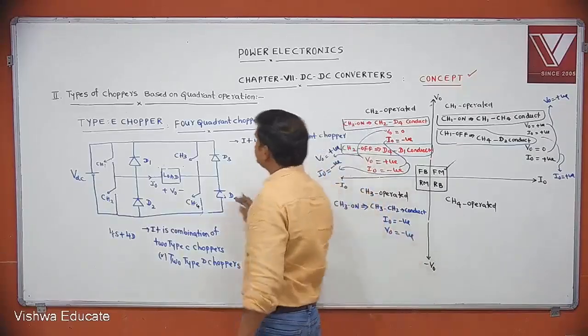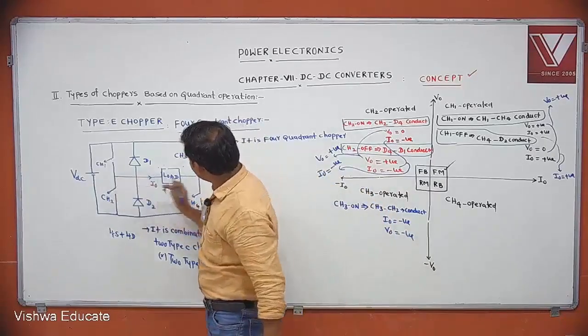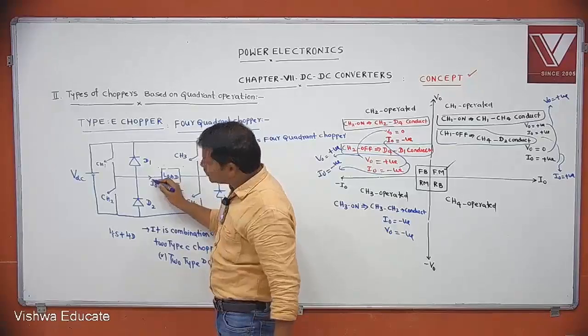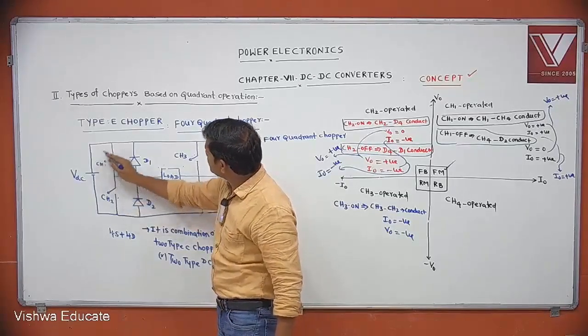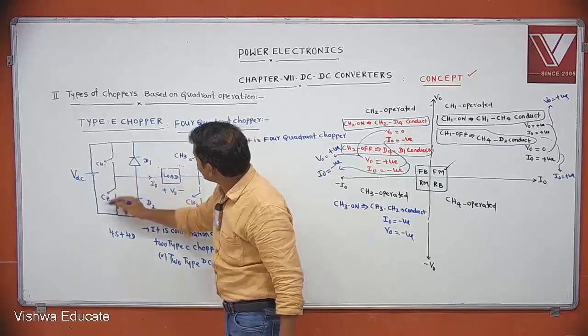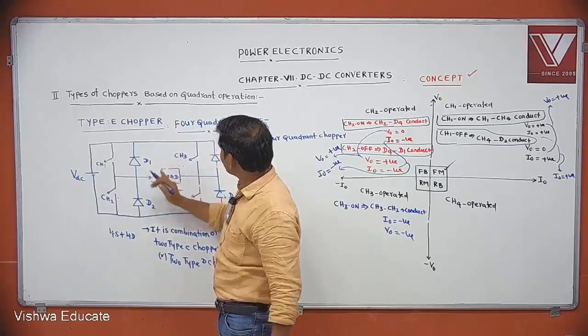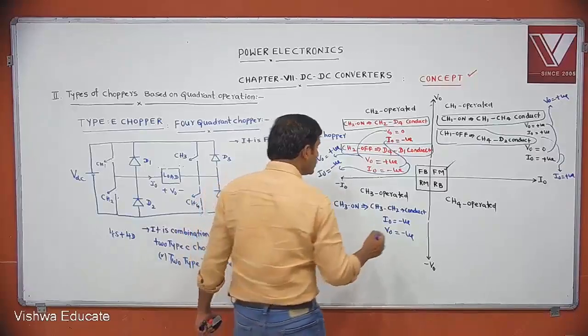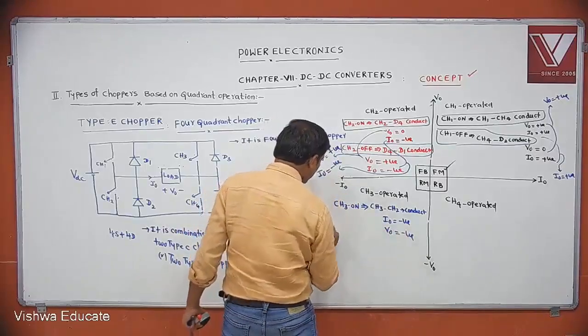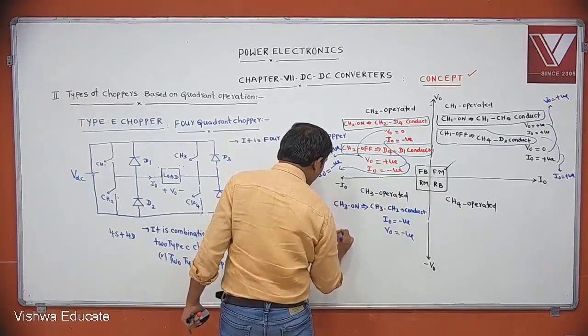If CH3 and CH2 conduct, the current is opposite to the assumed current direction. Then the positive wire will connect here and the negative wire will connect here. This is positive, this is negative, but the other is positive and negative, opposite to this one. That's why you get V0 negative and I0 negative. But our operation is nothing but one on and one off.